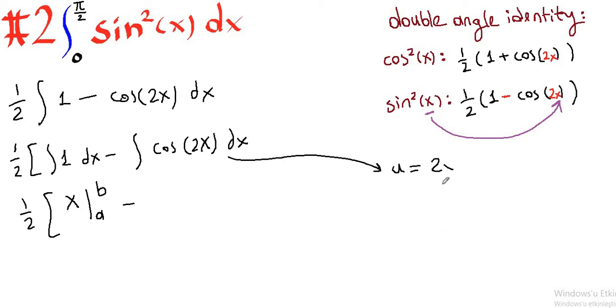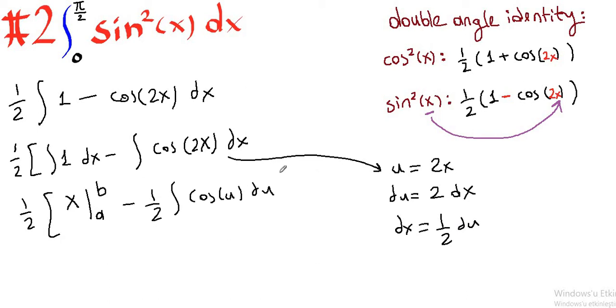Let u be 2x and let du be 2 dx. So if u is 2x, then du is the derivative of 2x, which is 2 dx. And if you solve for dx, you get 1/2 du. Now we're going to place everything in terms of u. We know that the antiderivative of cosine is sine. So sine of u, and we can bring u back, which is 2x. And we have 1/2 here, and our lower boundary a to upper boundary b.